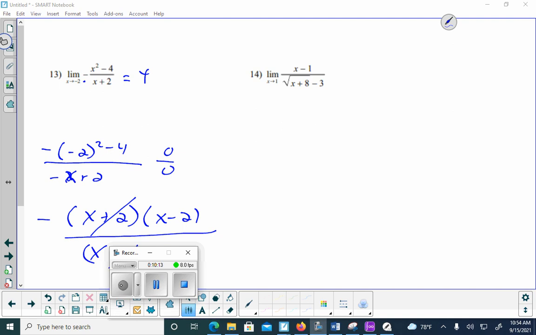Okay, the next one, when I put in 1, I'm going to have 1 minus 1 over the square root of 1 plus 8 minus 3. So this would be the square root of 9, which is 3. So I'm going to end up with 0 over 0. So I am going to rationalize because of that radical.